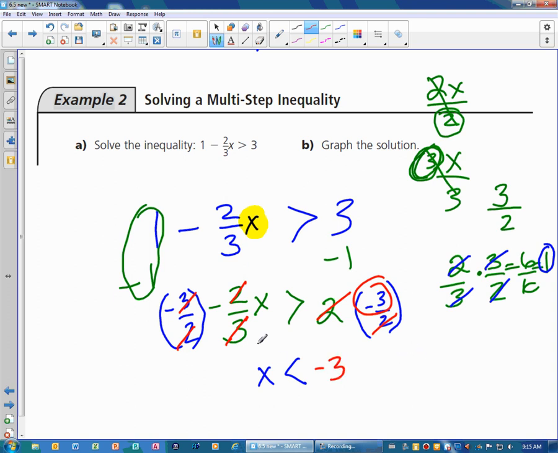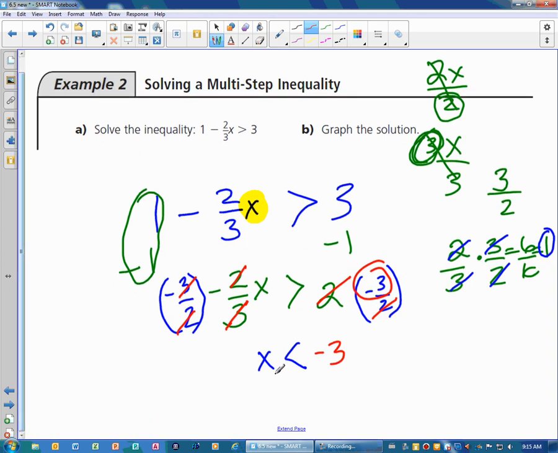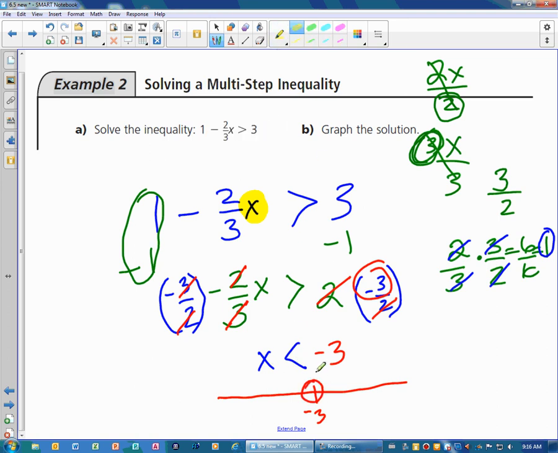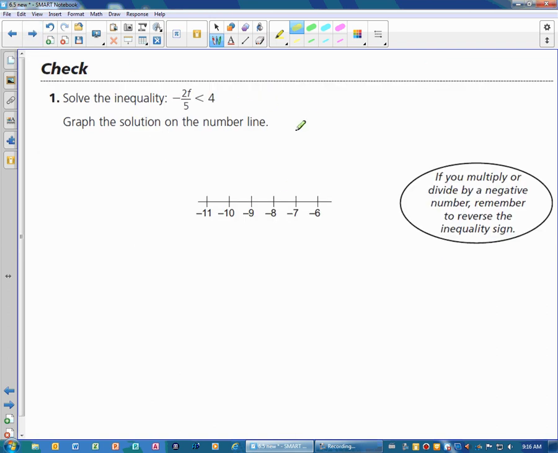Come and talk to me about this. If you're watching the video and you're like, what? Come and talk to me about it and I'll show it to you again. Okay, graph the solution. So, I need a number line. The only thing I need on my number line is negative 3. Open circle. Think to yourself, x has to be less than negative 3. This is where things are less than negative 3. So, give this one a try in the check. Pause, try it your best, and then come back and see if you got it.